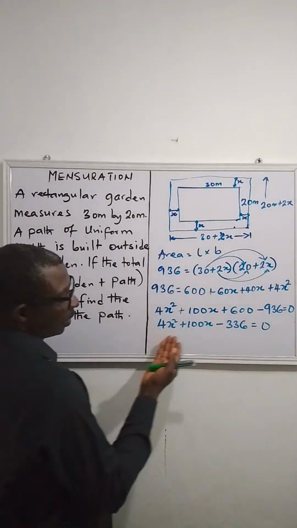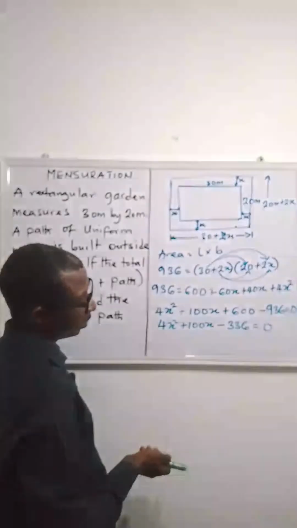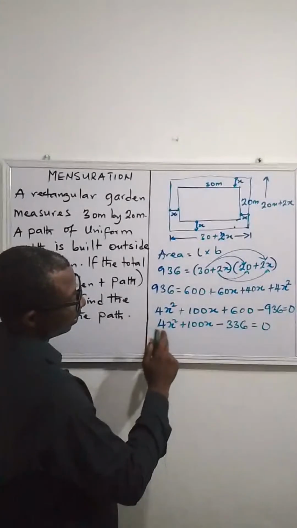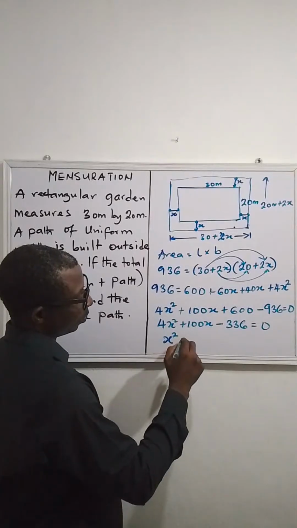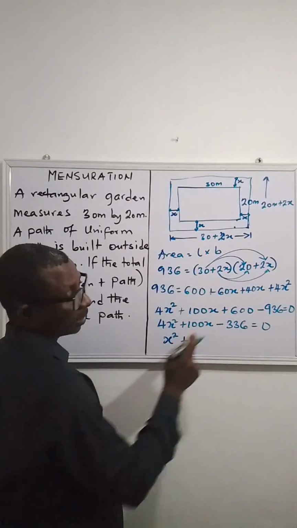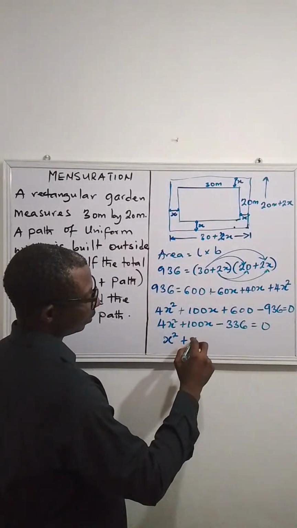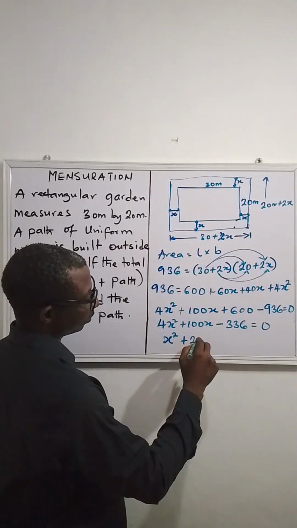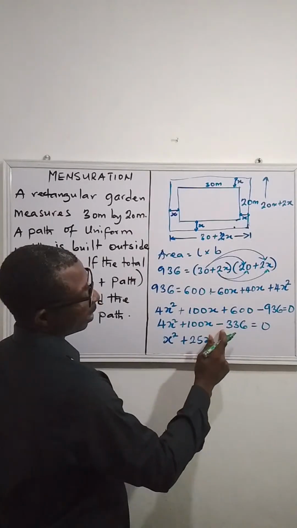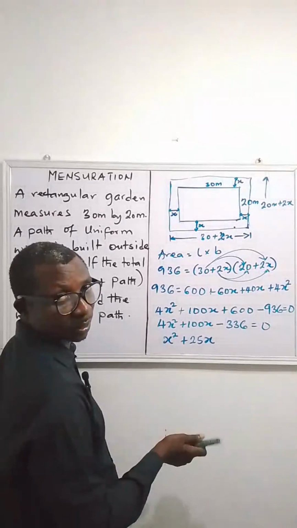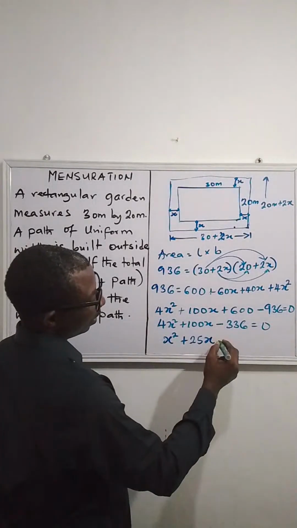Now, let's see, we can break this one down here. So when you divide this by 4, you have x squared plus, divide 100x by 4. So you have what? You have 25x. Now divide negative 336 by 4. So we have negative.